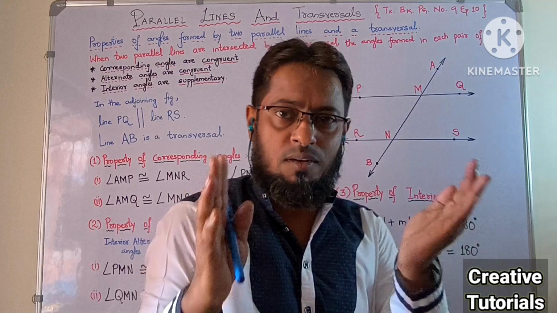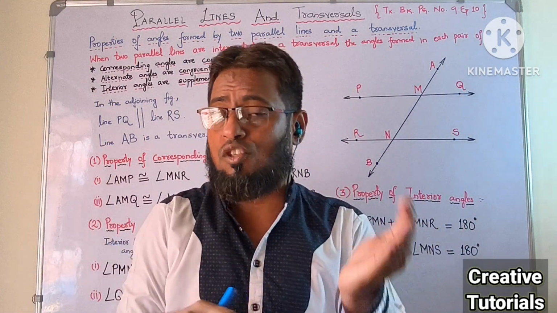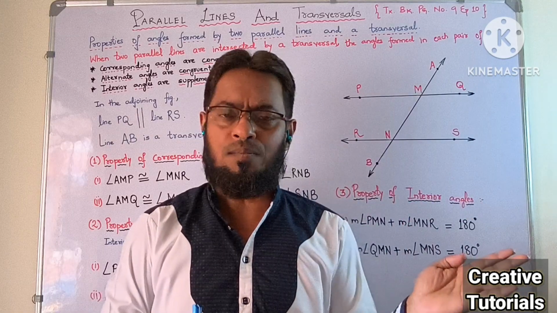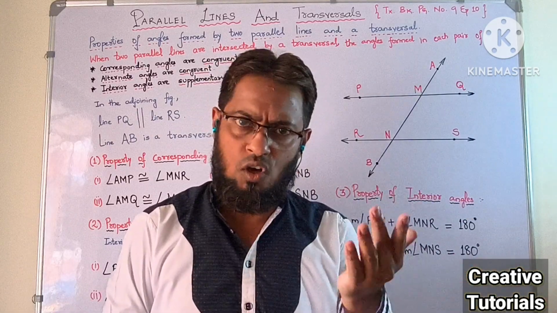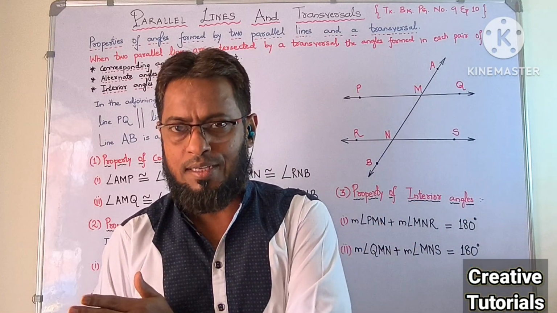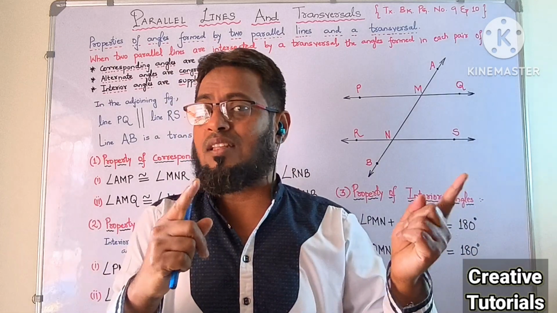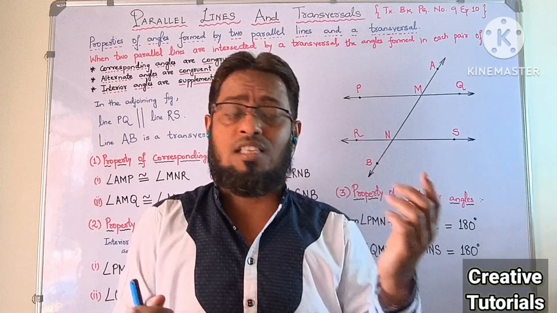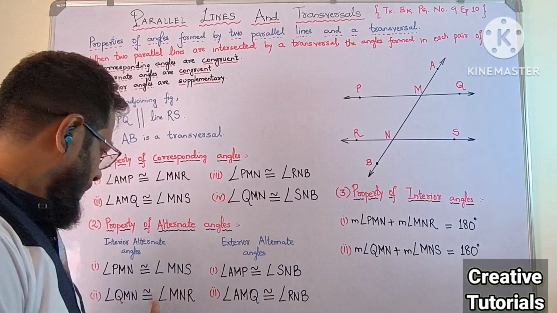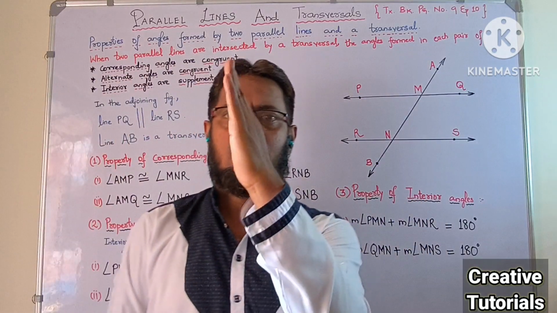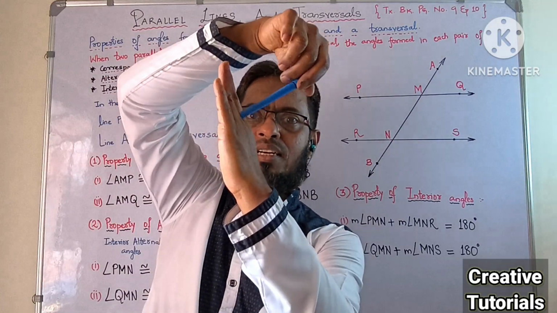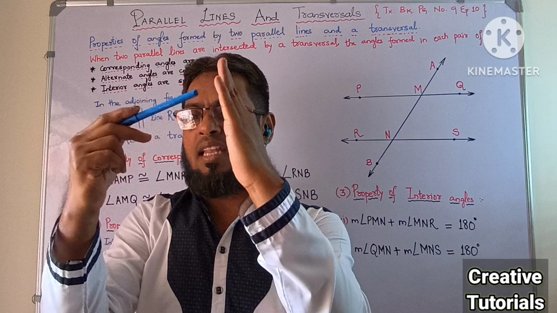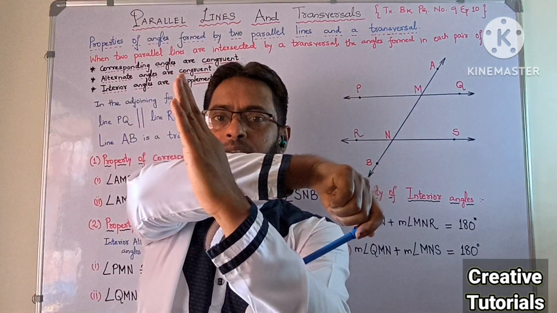If you remember, interior angles are those angles which are formed within the lines and on the same side of the transversal, either left or right. Right now, this is the only difference between interior alternate angles and interior angles. For interior alternate angles, we saw that if this is the transversal, one angle is here, the other is on this side. Second pair, if one angle is here, the other angle is on this side, right?